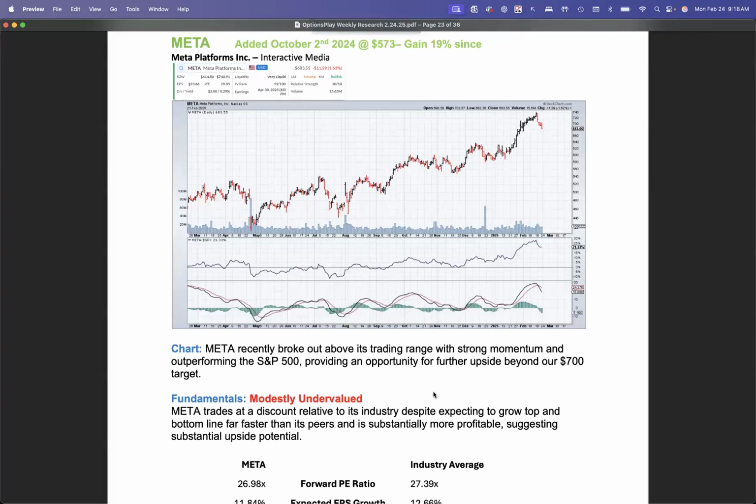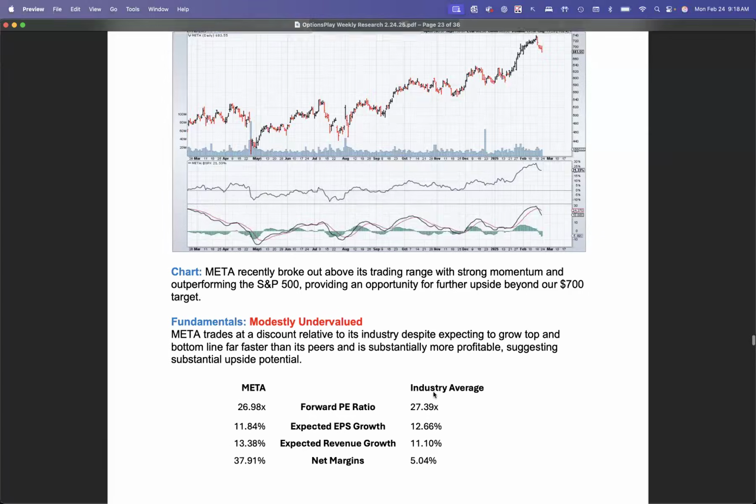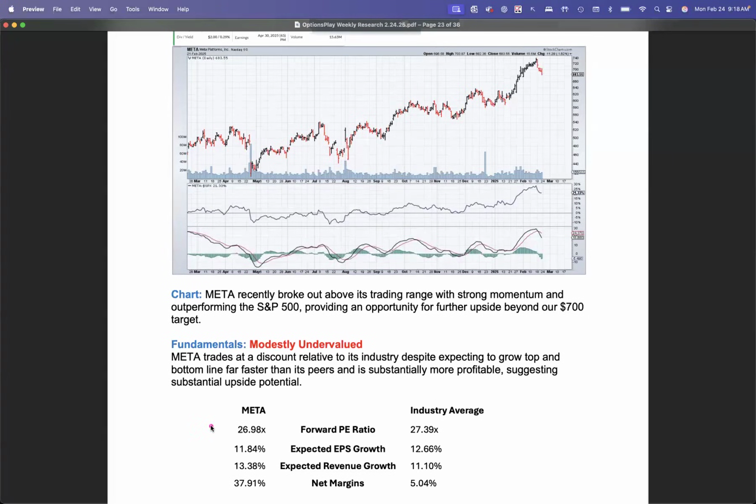Meta, another nice gain here. We added this back in the beginning of Q4 of last year. It's gained about 20% since we've added it. Big opportunity, in my opinion. If you look at valuations, it trades in line with its industry. Yet, if you look at growth expectations, it is in line or exceeds its industry. But most importantly, look at net margins north of 37% here versus the industry average of about 5. So that's really what could support a much more premium valuation than what it's trading at right now.